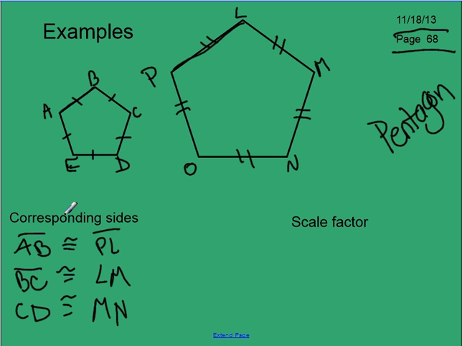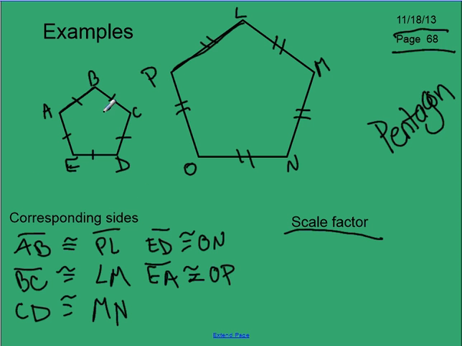And then two more, we have line ED, which is corresponding to line ON. And finally, EA corresponds to line OP. Make sure you write all of that down. Now to find our scale factor, we need some numbers on these shapes.